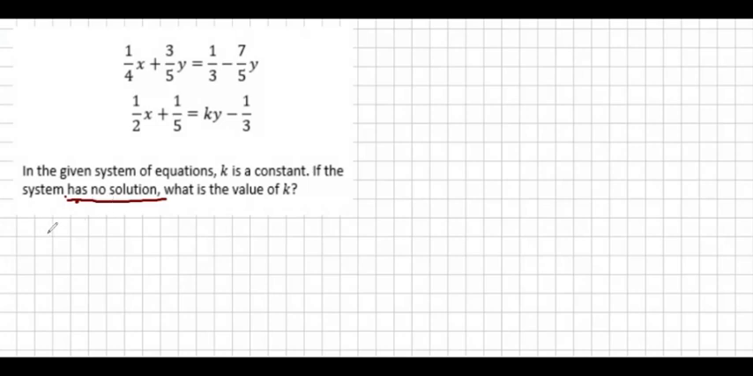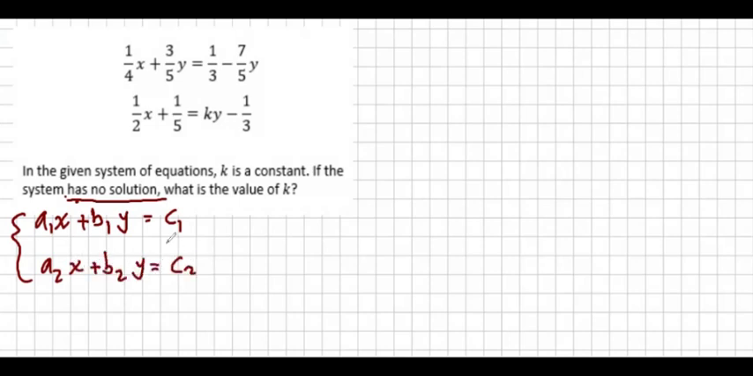If the system has no solution, for example, a1x plus b1y is equal to c1, and the other equation is a2x plus b2y is equal to c2. Whenever you have a system like this, you have to write this rule that helps you find the value of any strange letter like k here. So you can say a1 over a2 is equal to b1 over b2 in the case the system has no solutions. And this is exactly what we will do in this system of equations.